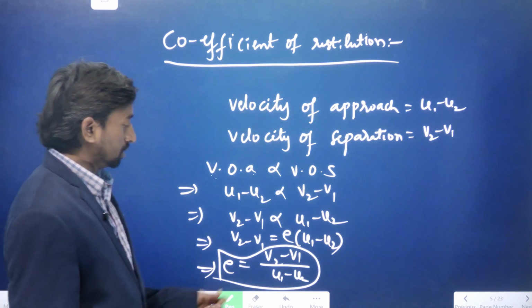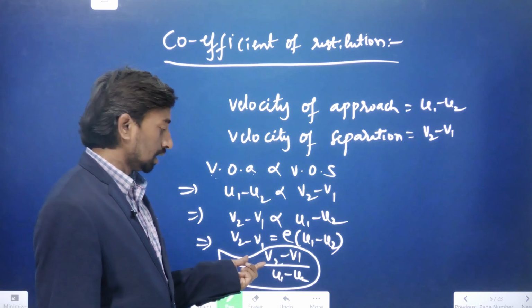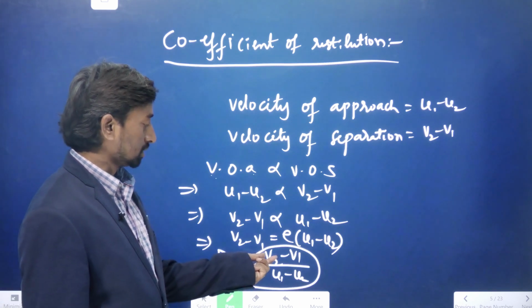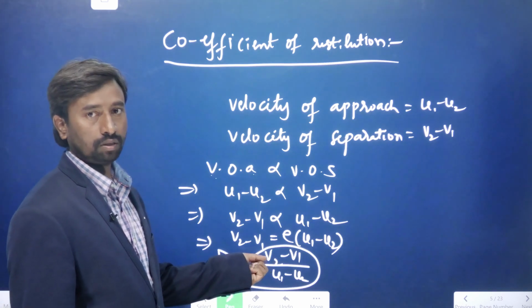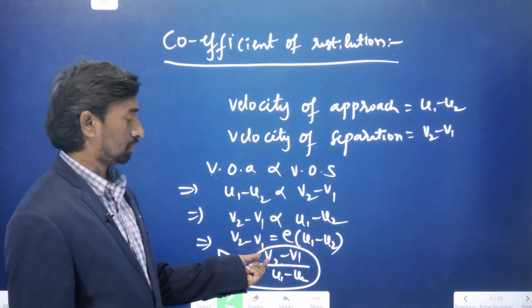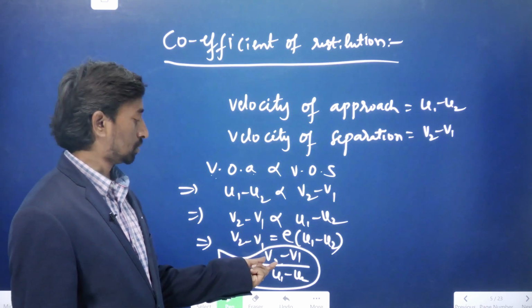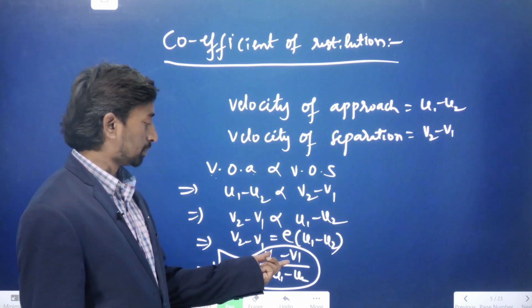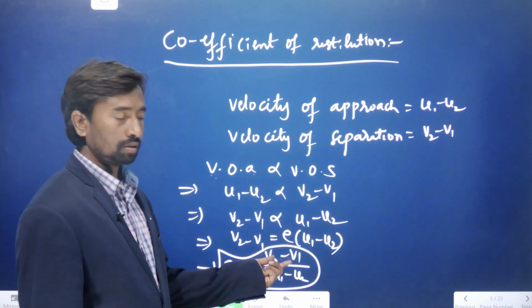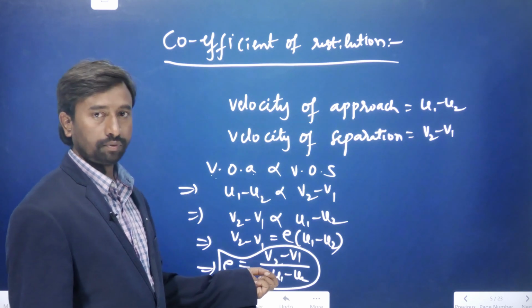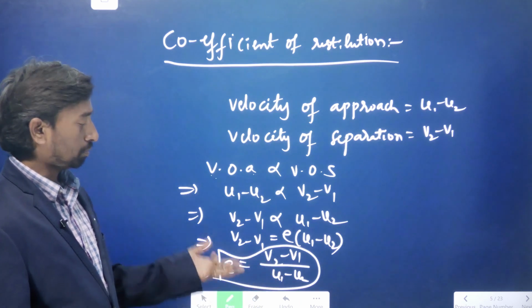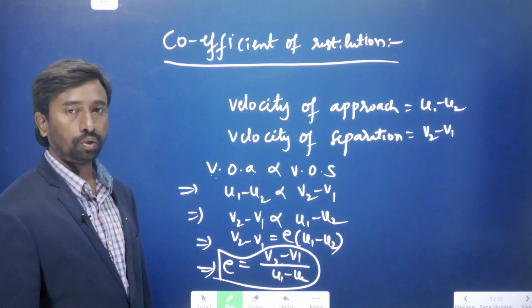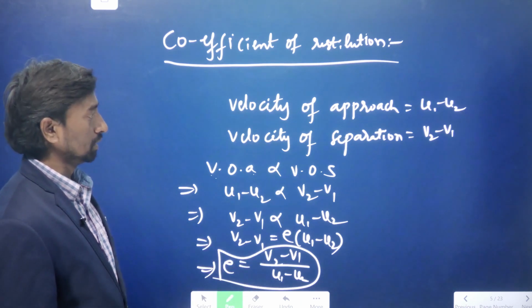See here, this is the velocity of separation. It can be defined as the ratio of the velocity of separation of the collided objects after the collision to the velocity of approach before the collision. That ratio is said to be the coefficient of restitution. Like this also we can define it.